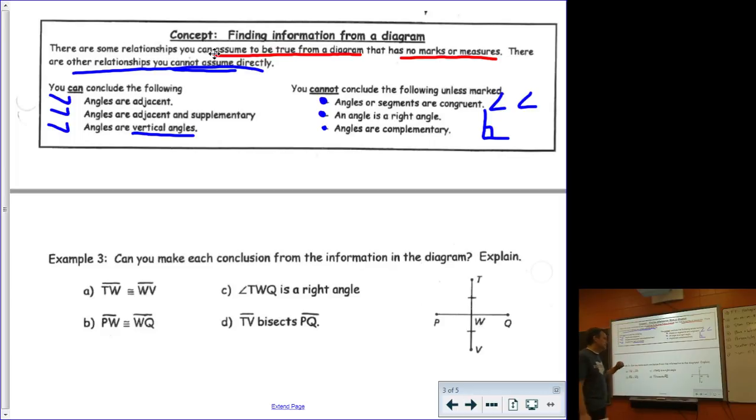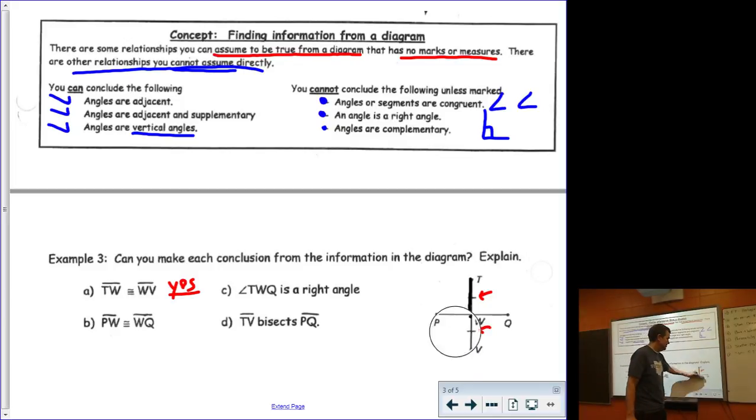So it says, can you make each conclusion from the information in the diagram? Can you assume that TW, that would be this segment, is congruent to VW, this segment? And the answer is yes, you can assume it because they are marked with little tick marks. The tick marks show that they are congruent. So because it's marked, you can say it's true.